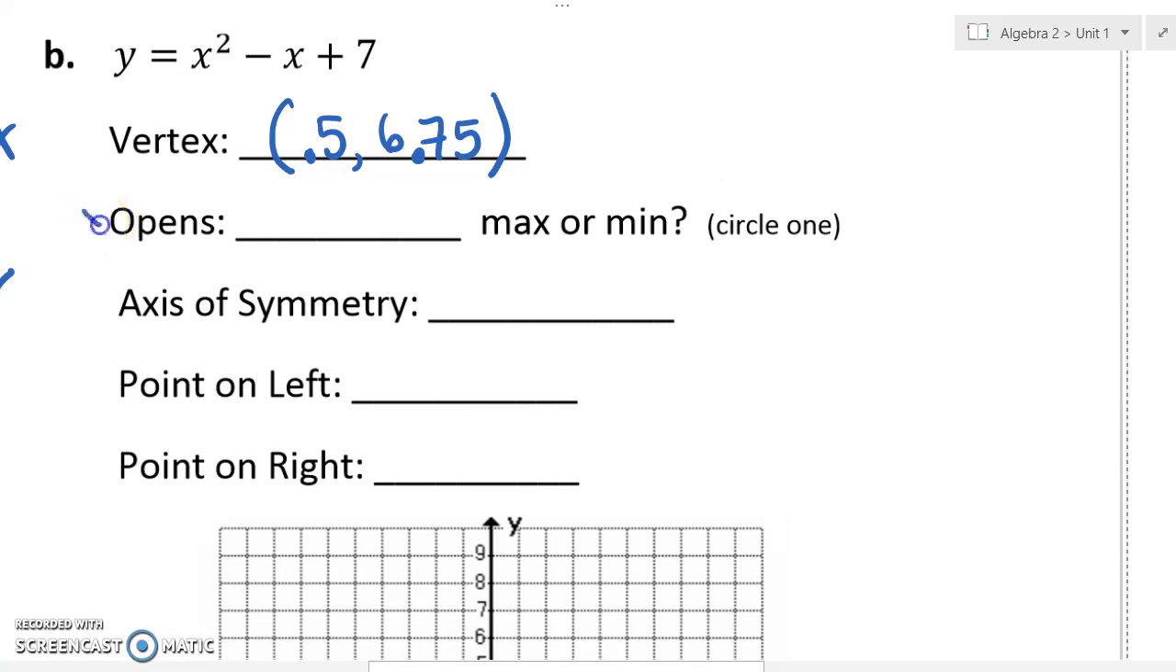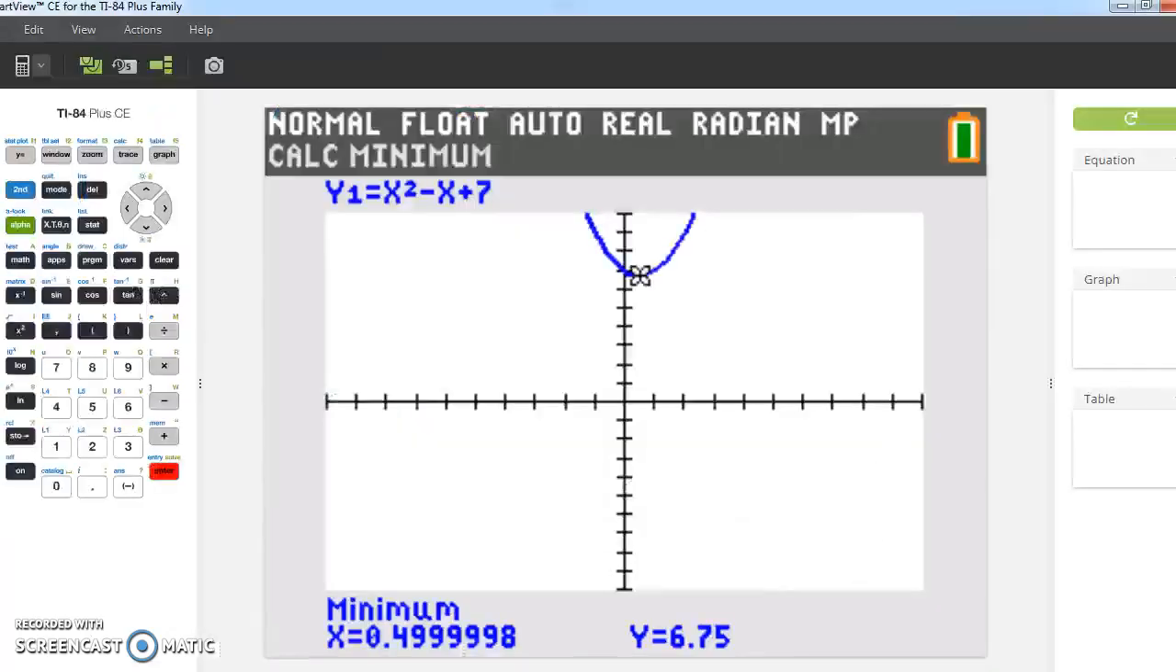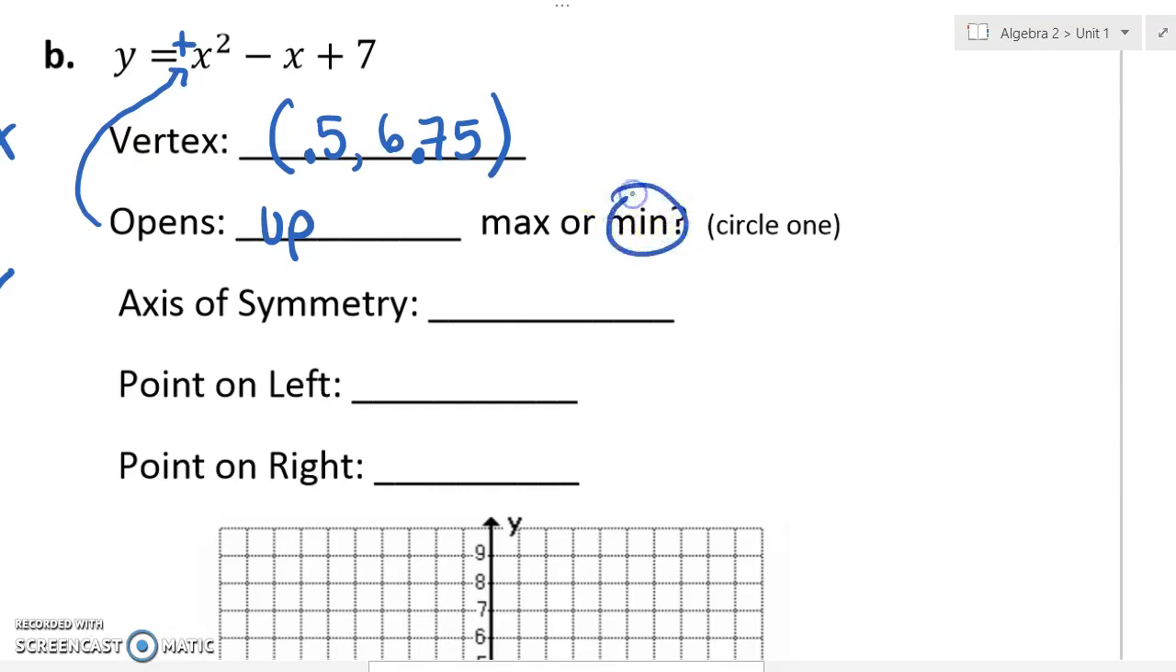We can also see if it opens up or down by looking at the sign in the front. It's positive, so we know it opens up. And by the graph, we can see that because it opens up, that vertex is a minimum. It's a low spot, so we know it's a minimum. It looks like this. That's a min.